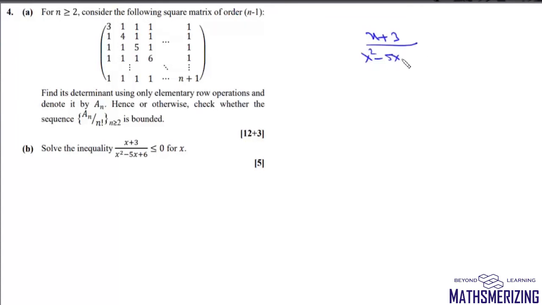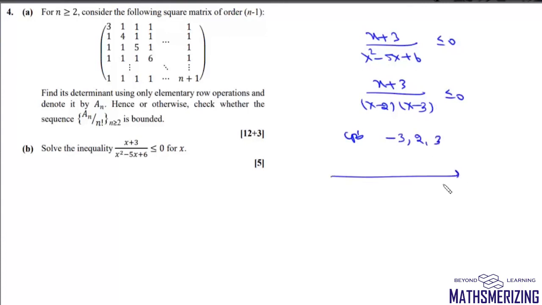Now in the second part we are given this inequality, which is x plus 3 upon x square minus 5x plus 6, and it is less than or equal to 0. We can write this as x plus 3 upon x minus 2, x minus 3, less than or equal to 0. Critical points are minus 3, 2 and 3. We'll plot it on a number line. So it is minus 3, 2 and then 3. Sign of rightmost is plus. So it is plus, minus, plus and minus. What do we need? We need less than 0. Less than 0 is negative.